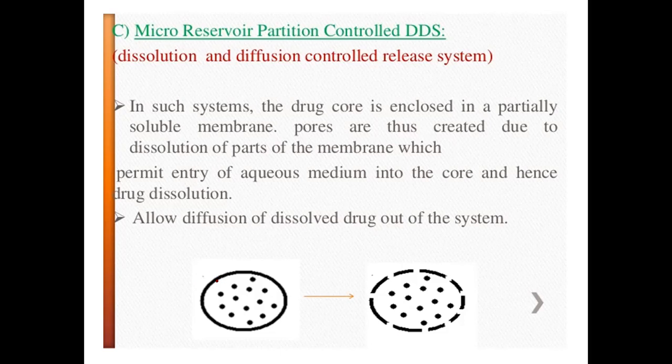Hence drug dissolution will occur. What we can see here is that the drug is encapsulated with the help of specific polymers, and when it comes in contact with water or gastric juice, it opens up some pores and allows the aqueous medium to enter into the core. Because of the entry of aqueous medium, drug dissolution occurs and the drug will be released. So that is called a reservoir partition controlled drug delivery system, to allow the diffusion of dissolved drug out of the system.